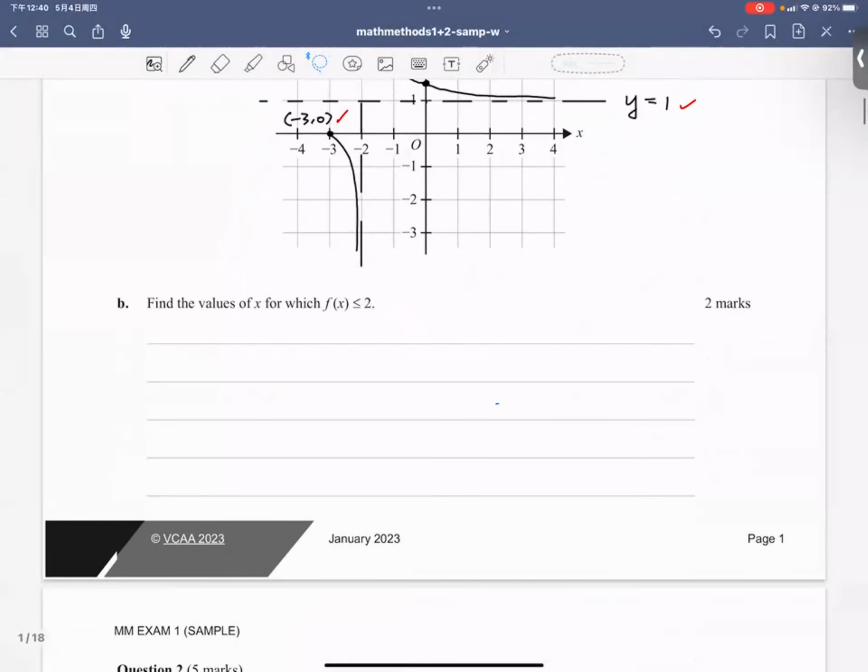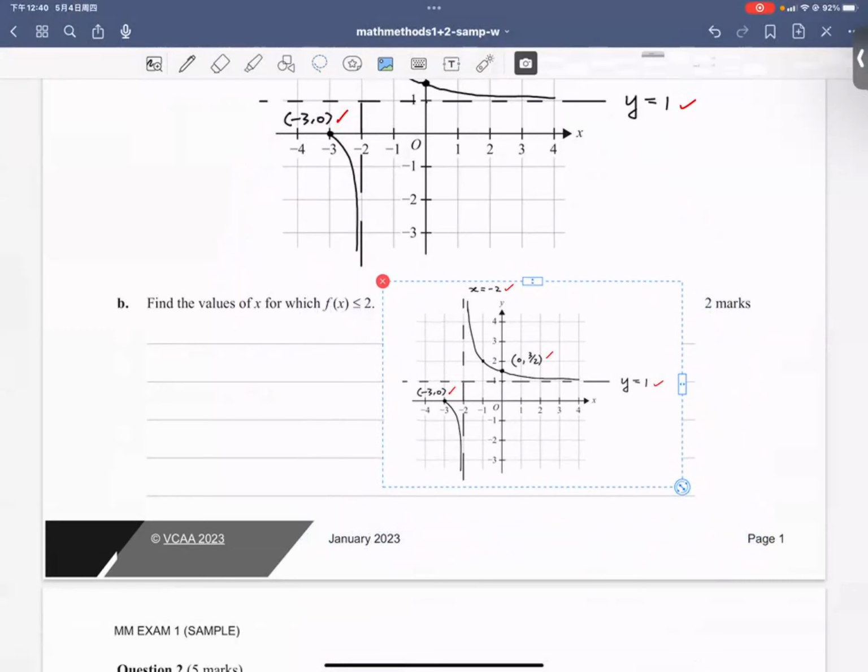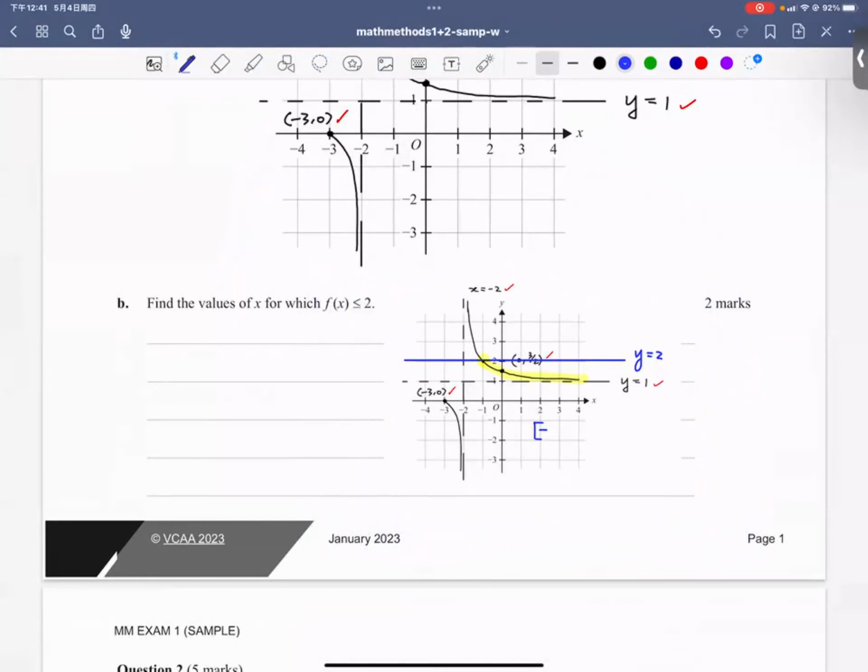So I actually need to make reference to the graph. What that means is you sketch a horizontal line y equals 2, like that. Basically, you just want to find the intersections between the horizontal line and the curve. Well, for this yellow part, it's all below y equals 2. So this section is actually from -1 to infinity.